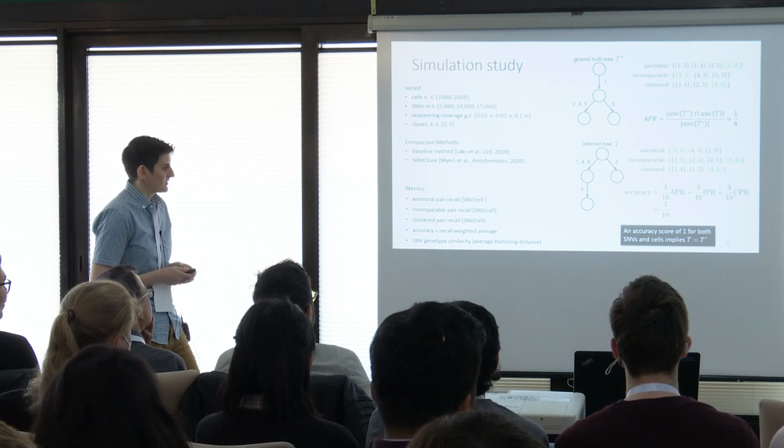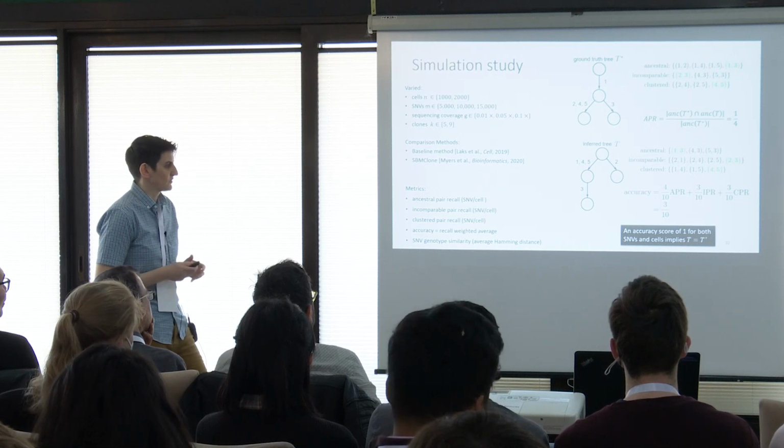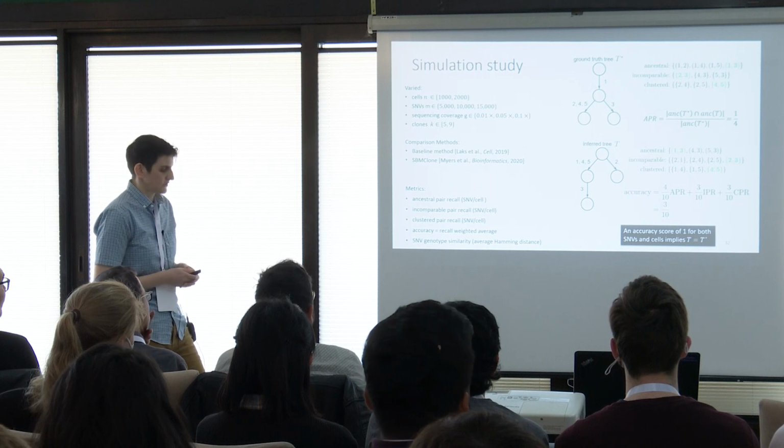In addition, we looked at SNV genotype similarity, which would be the average Hamming distance between the simulated and inferred cell genotypes.